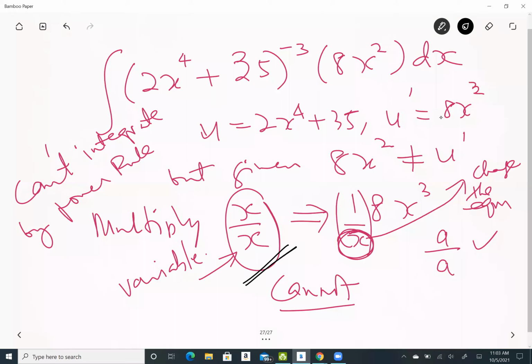So your idea was good, because we follow consistently from the beginning. But we can only multiply by a ratio of two constants, not a ratio of two variables. Okay. All right.